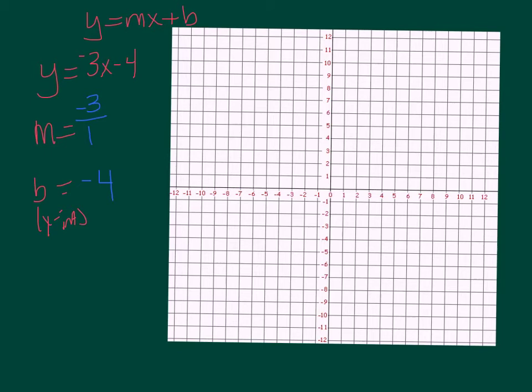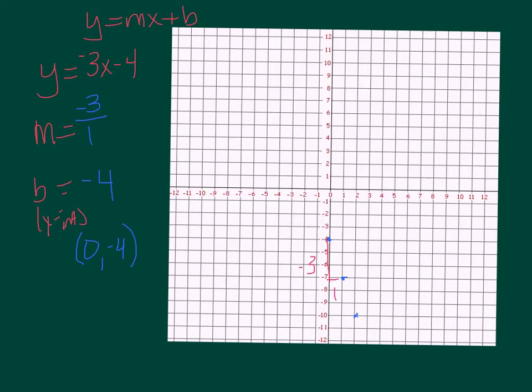We can't plot slope first because slope's not a point, it's an action. We're rising and running. So I'm going to plot my y-intercept, which is 0, -4. Then from there I am going to do my slope, which is -3 over 1. The -3 is the rise, and if it's negative, that means I'm going to go down 3, 1, 2, 3, and then +1 to the right. I'm going to do that again, down 3, to the right 1.